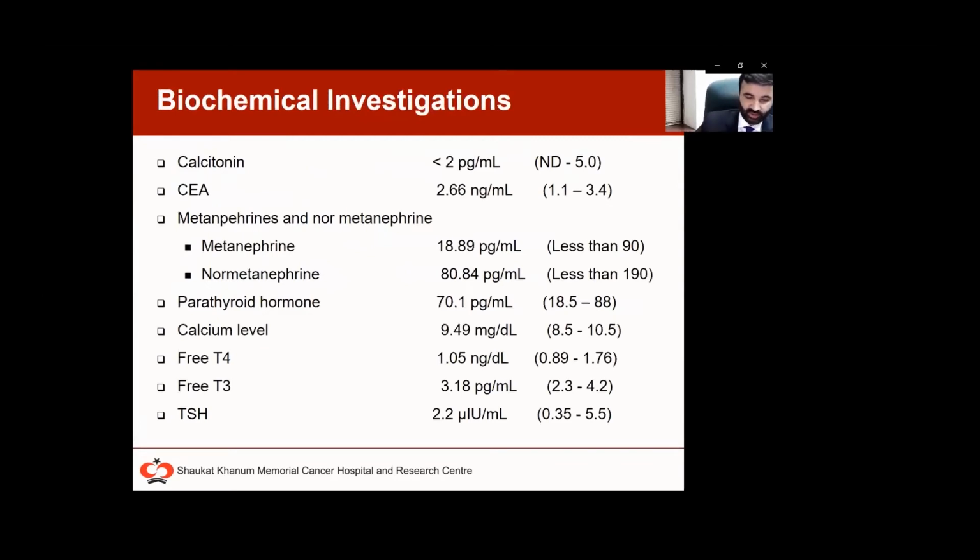Patient was then referred to the Shaukat Khanum Hospital for further treatment, and you can see the patient had standard biochemical investigations, which is suggestive of sporadic medullary thyroid cancer with normal metanephrine and norepinephrine, normal parathyroid and calcium levels, along with normal thyroid functions. But the most interesting thing was normal calcitonin and CEA levels. You would not expect normal calcitonin in a patient with medullary thyroid cancer. So we repeated the test as you would expect, and the results were once again showing both of these within the normal range.